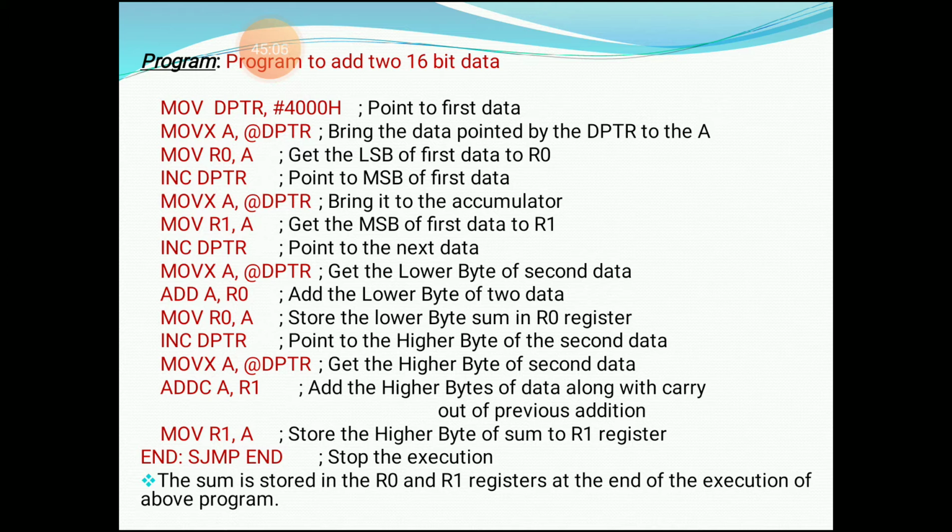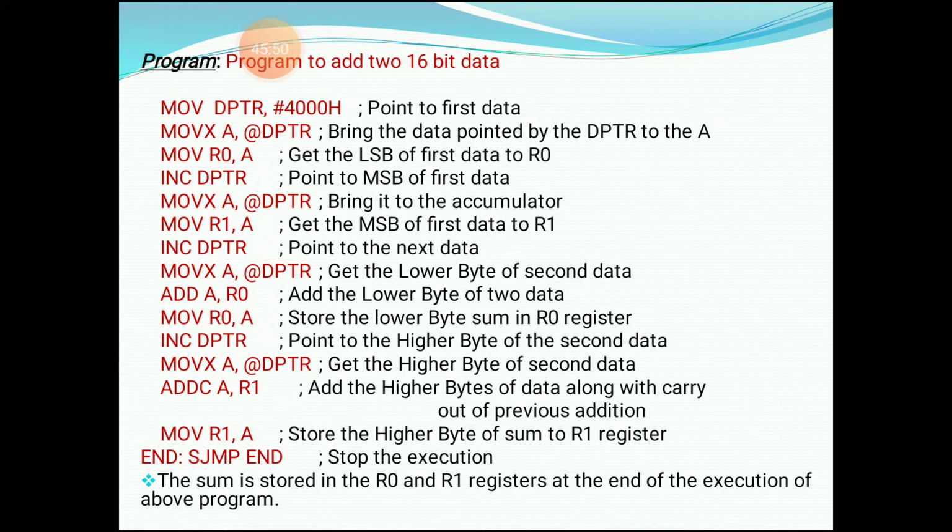Now the DPTR value becomes 4001. This 4001 contains the higher 8-bit data of the first 16-bit number, and this higher 8-bit data is loaded into the accumulator and copied to the R1 register. Now R0 and R1 contain the 16-bit data in the form of lower byte and higher byte: R0 contains the lower byte, that is the LSB byte, and R1 contains the higher byte, that is the MSB byte. Now increment to the next location, that is 4002. This 4002 contains the lower byte of the second 16-bit data and is loaded into the accumulator.